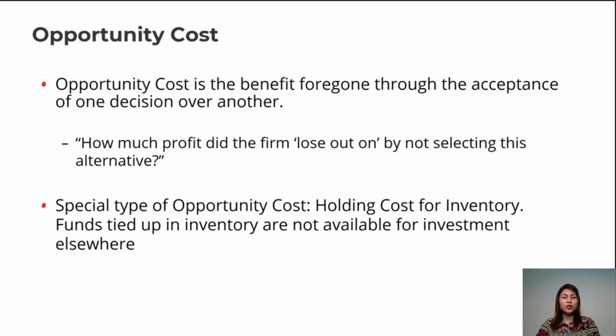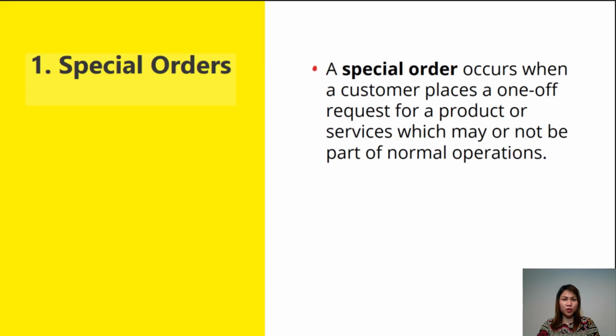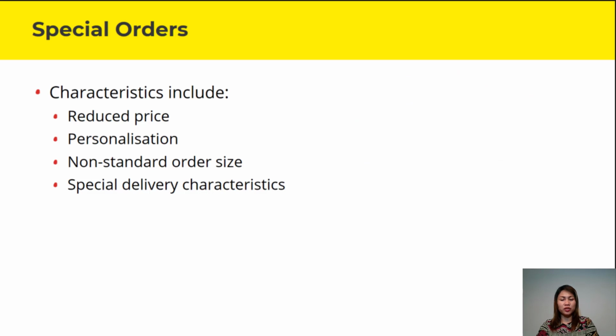Now let's have a look at the different types of tactical decision making. The first one is a special order. It occurs when an existing or new customer places a one-off request for a product or services, which may or may not be a part of your normal business operation. Managers have two alternatives here, whether to accept or reject a customer's special order.